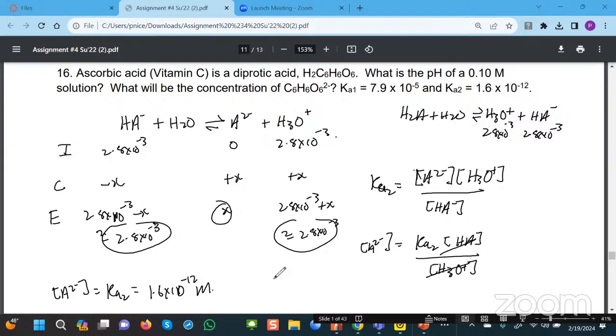So even if we calculate the percent dissociation, you're going to see that it's very small. Okay. If you divide, in fact, let me do that right now. If you divide 1.6 times 10 to the minus 12 by 2.8 times 10 to the minus 3 times 100%, I got 5.7 times 10 to the minus 8%, very small, right? So therefore, the assumption that we made for the second dissociation is valid.